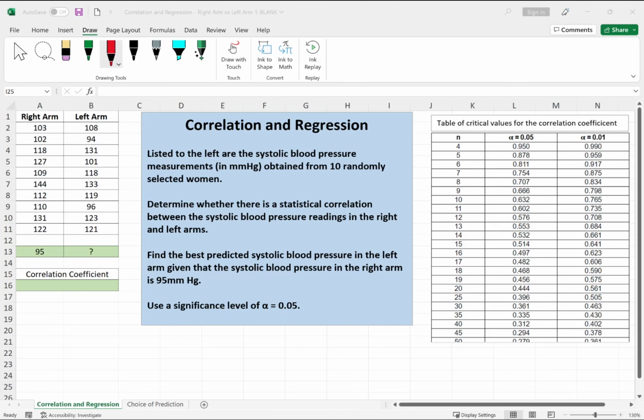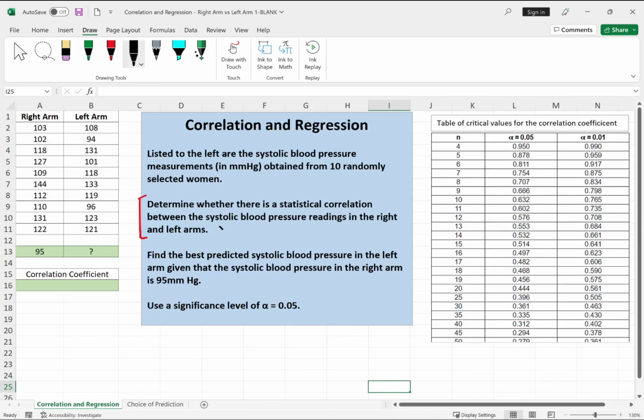In this example, in column A and B, we have the systolic blood pressure measurements obtained from 10 randomly selected women. One from the right arm, one from the left arm. Now, we have two questions posed here. And the first one is that first yes-no question. Is there a statistical correlation between the systolic blood pressure readings in the right and left arms? Are those two numbers related to each other?